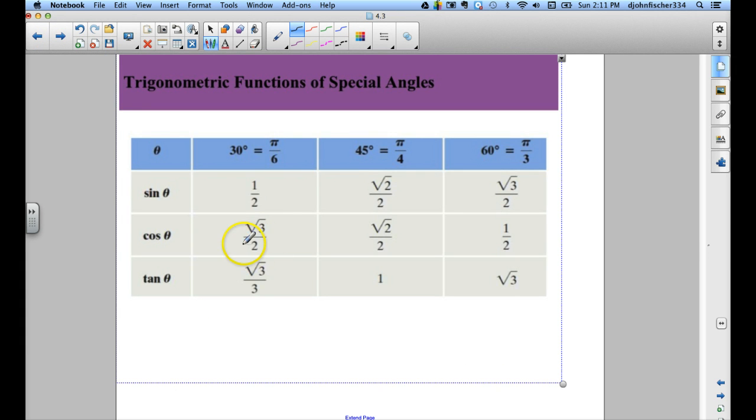Now some of the basic functions as we go through here are this. Sine is 1/2, cosine is square root of 3 over 2, tangent is square root of 3 over 3. Sine of 45 is square root of 2 over 2, cosine square root of 2 over 2, tangent, and 60. Some of the basic functions we should know about as we go through.